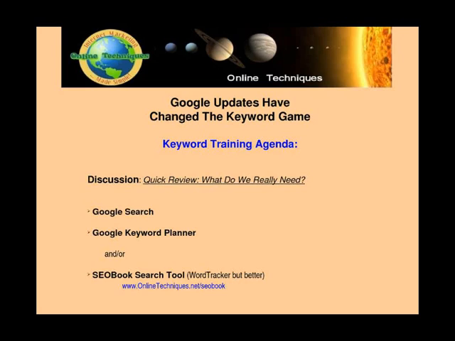all sorts of things. Now, we're having our quick review, and that's what we've been doing here. This is our agenda for tonight. We've been discussing what do we really need? Well, we need Google search, because Google search will tell us what our competition is.